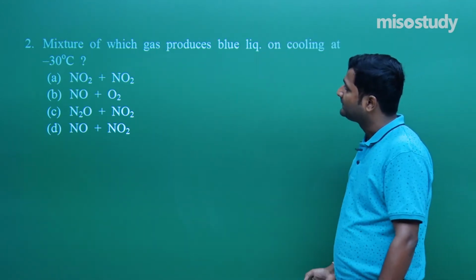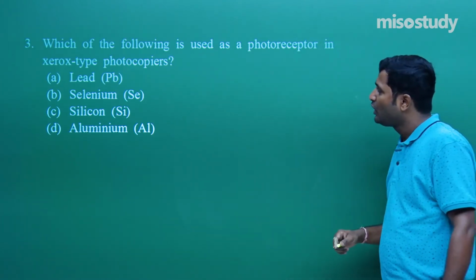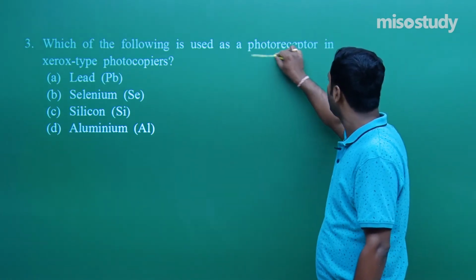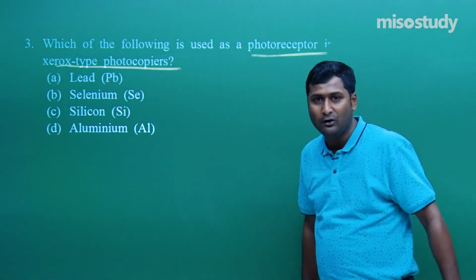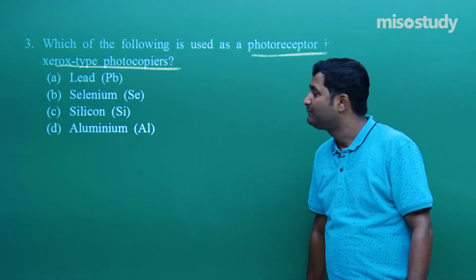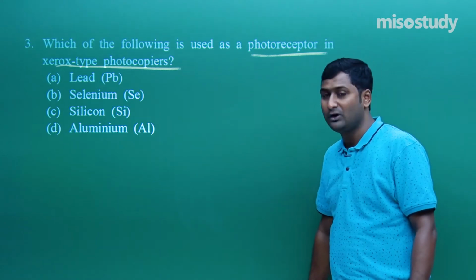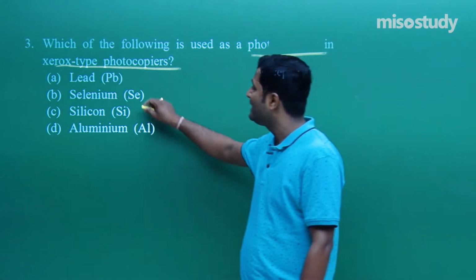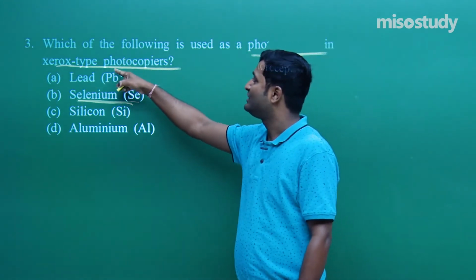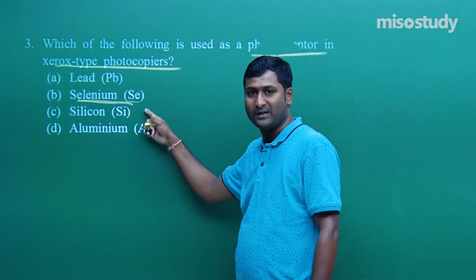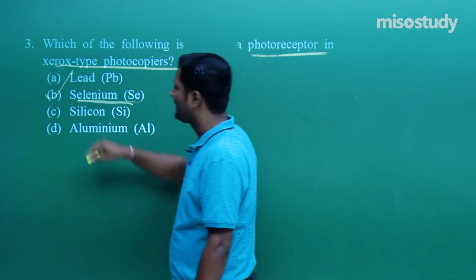Now look at question number 3. Again this is a theory type question. Which of the following is used as a photoreceptor in Xerox type photocopies? We all know this is GK, GS: selenium, because it has photovoltaic and photoelectronic properties. Due to these properties, selenium is used as a photoreceptor in Xerox type photocopies. So for question number 3, B is the correct option.